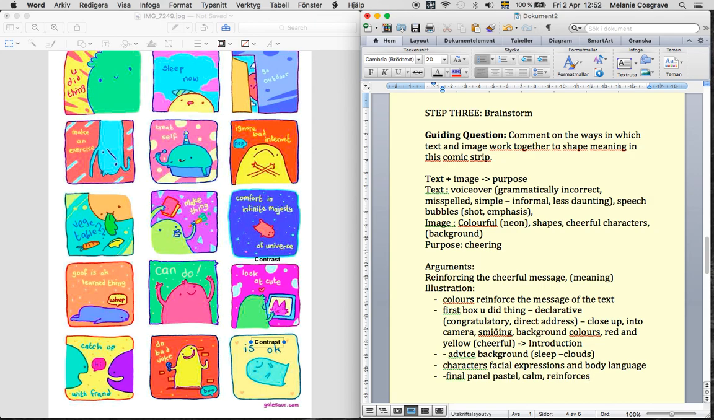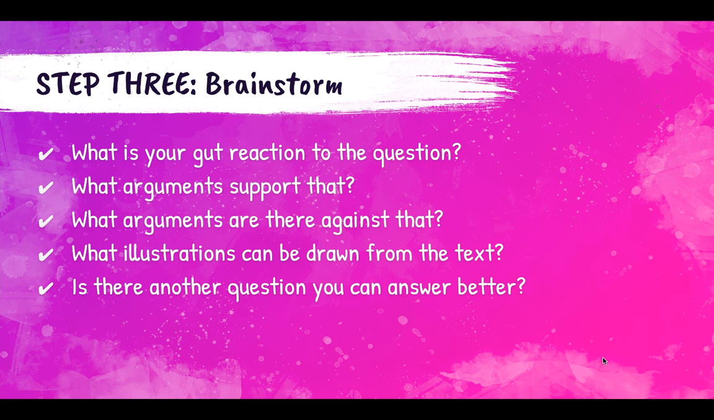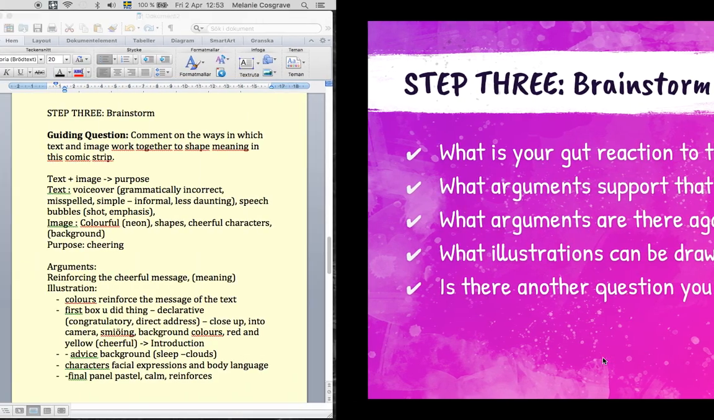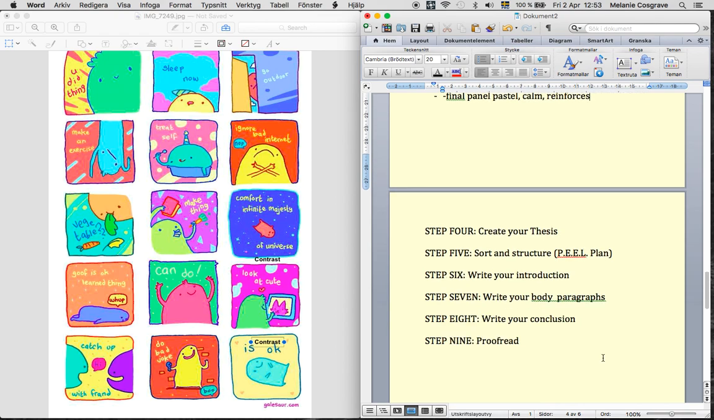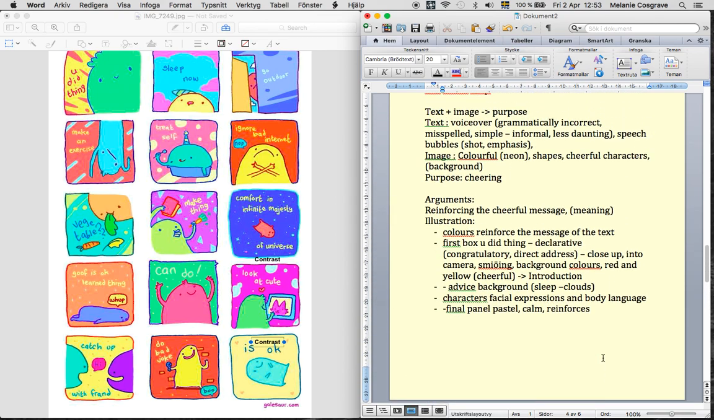So those are my arguments, those are my illustrations, and again, I quite like this idea. So I've got several ideas, I've got several examples of how both text and image are working together in order to communicate a message. So my next step is to create my thesis, which will be our next video.